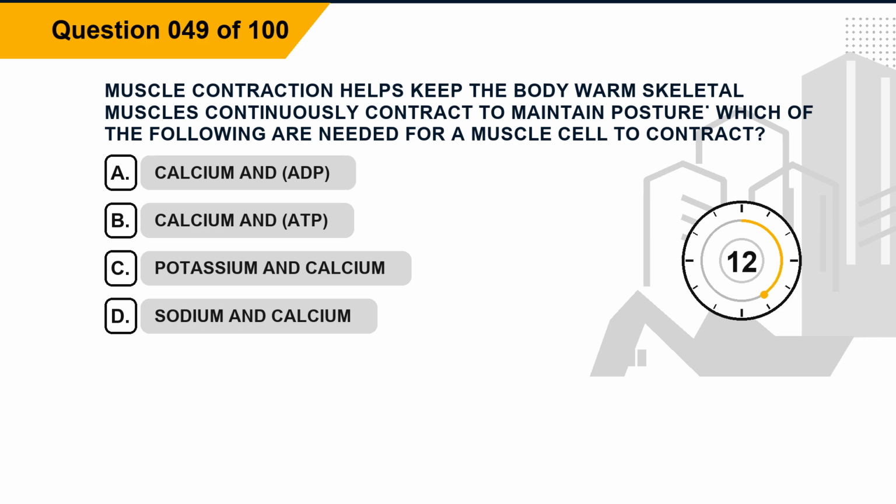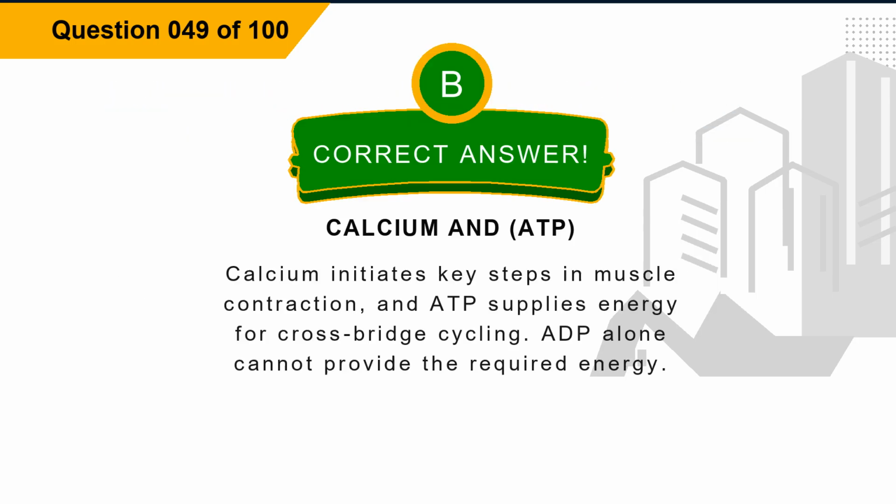Which of the following are needed for a muscle cell to contract? Option A, calcium and ADP. Option B, calcium and ADP. Option C, potassium and calcium. Option D, sodium and calcium. The correct answer is option B, calcium and ADP. Explanation. Calcium initiates key steps in muscle contraction, and ADP supplies energy for cross-bridge cycling. ADP alone cannot provide the required energy.